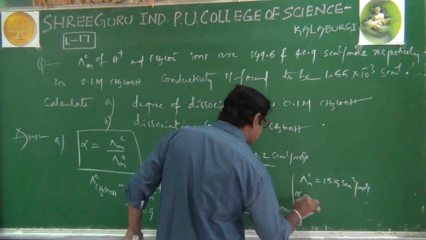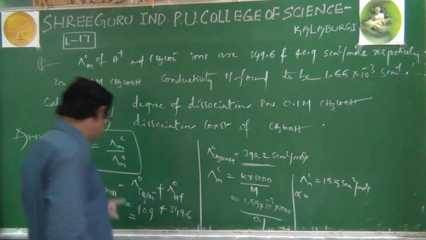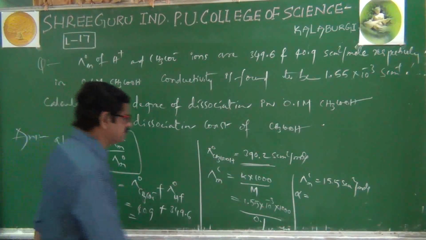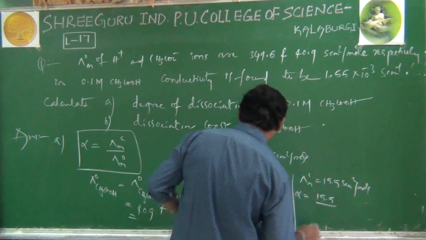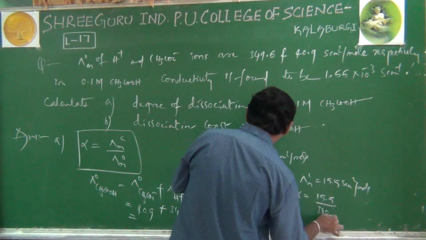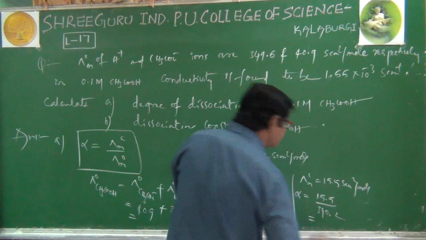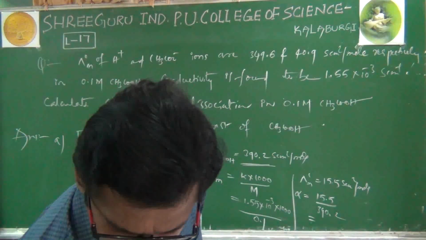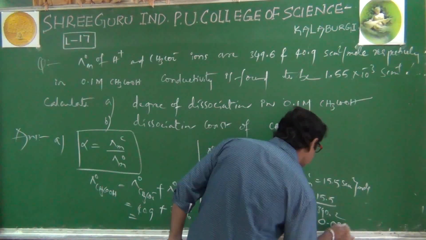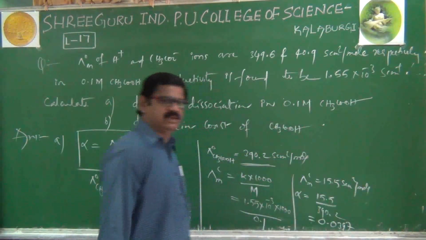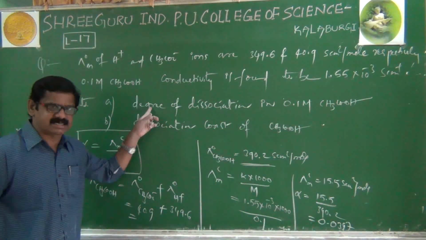Therefore, we'll now calculate the alpha value by substituting both these values. We'll see lambda mc 15.5 divided by 390.2. Again, if you do the simplification, the alpha value is 0.0397. 0.0397 is the alpha value. First question has completed.